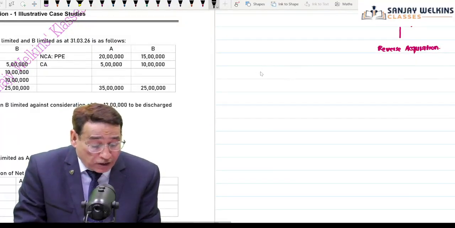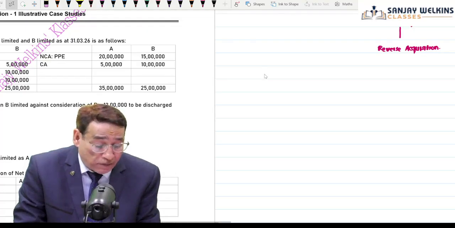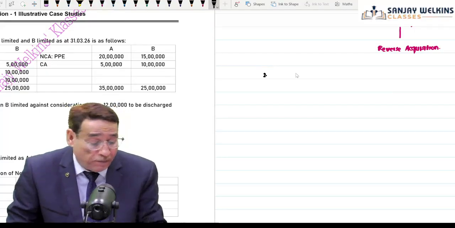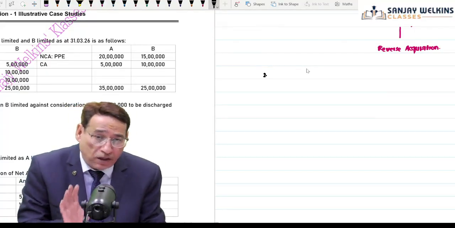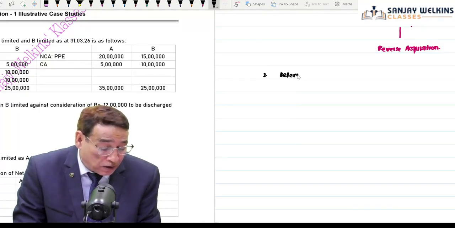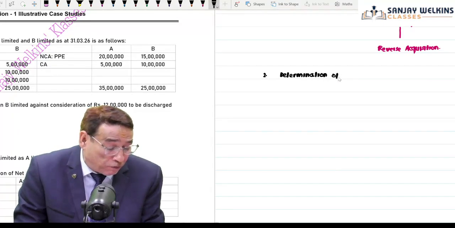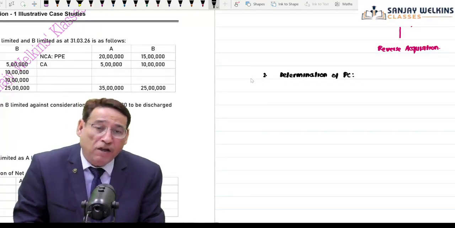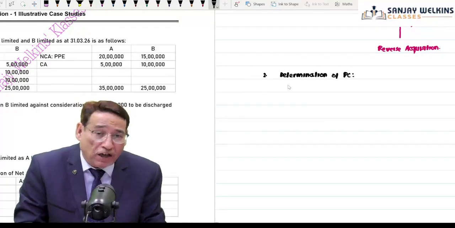Now we move over to the next part of the game. In order to do the accounting on the date of acquisition, you have determined who is the accounting acquirer. Now, the next thing is determination of purchase consideration. First of all, what we mean by purchase consideration, I have already told you: purchase consideration is the amount which is paid by the acquirer entity to the acquiree entity against the investment which they have made.